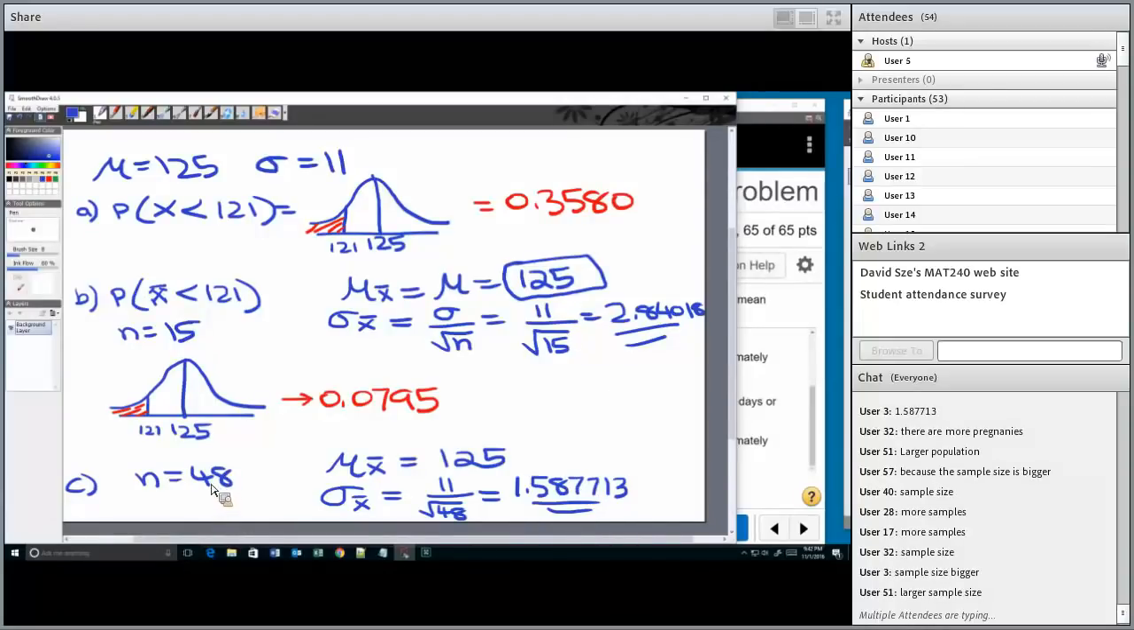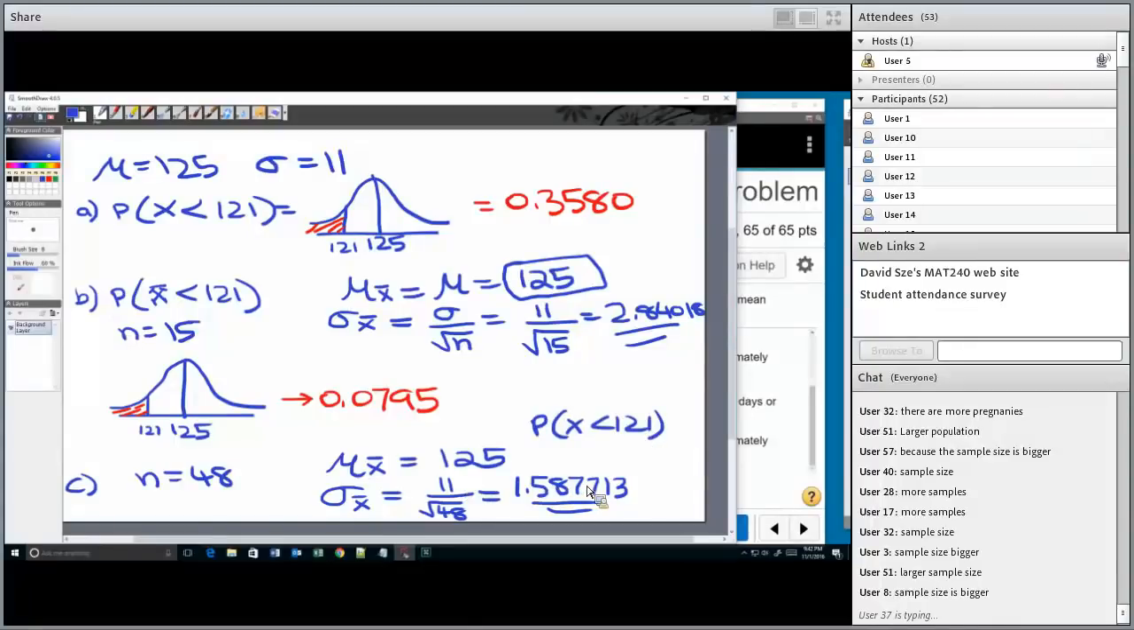You have a larger sample. When you have a larger sample, you expect the variation to go down. The higher the sample size, the more precise your results should be, and so the variation should be lower. That's why it's down. So now, again, you have to calculate the same thing. You have to calculate x is less than 121, and you have to use this data now. So let's do it in StatCrunch.